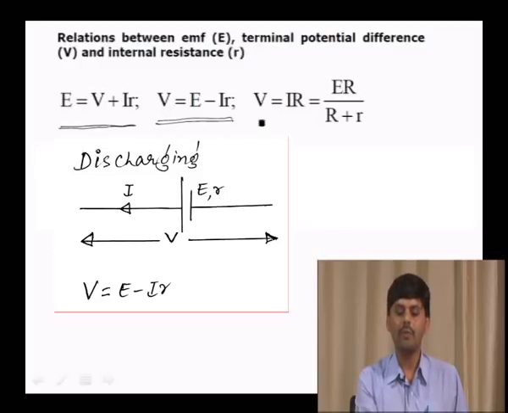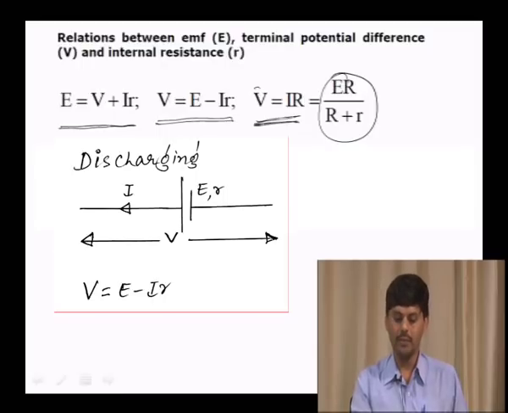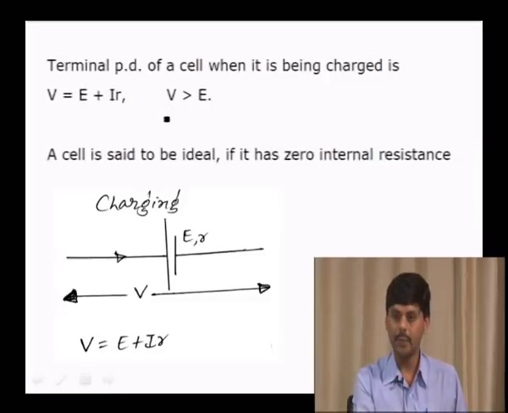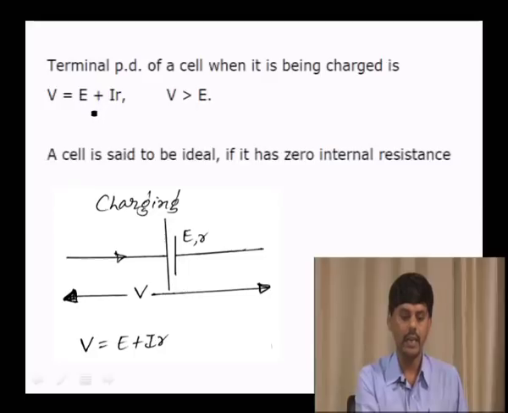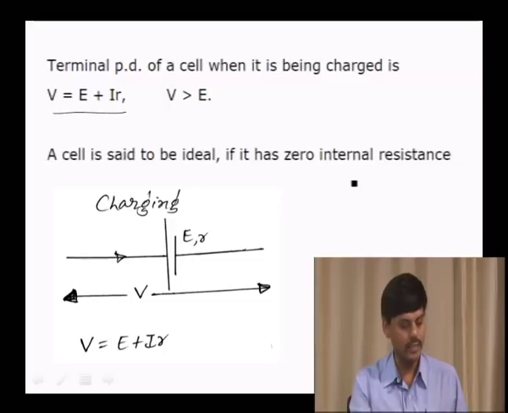By taking the help of Ohm's law, we can write V is equal to IR. We know the value of I, substitute the value, we get ER divided by R plus r as the terminal potential difference. Now it is charging. See, we are going to charge the cell. Now it becomes V is equal to E plus Ir. In this case, V is greater than E. A cell is said to be ideal if it has 0 internal resistance.